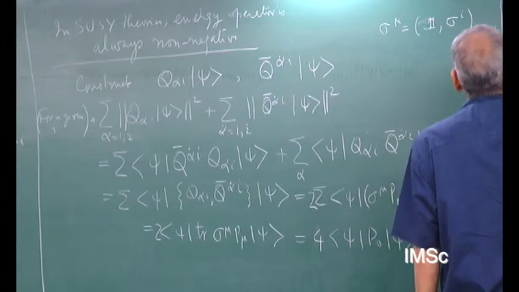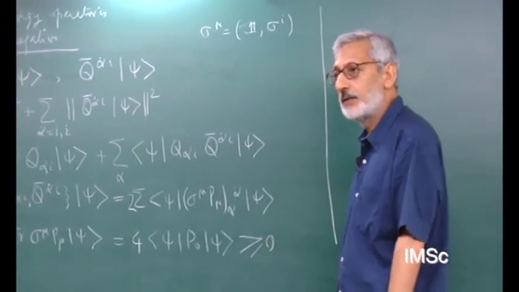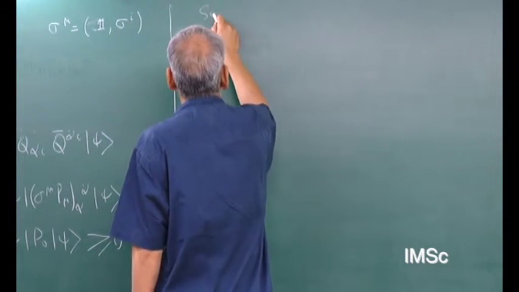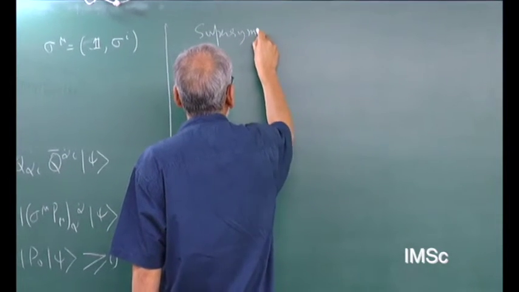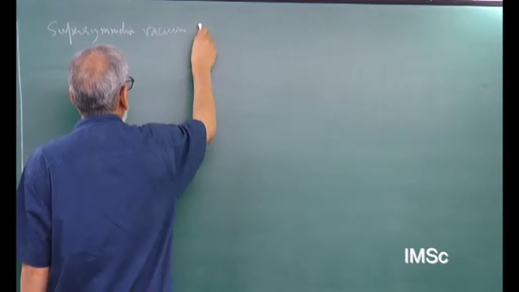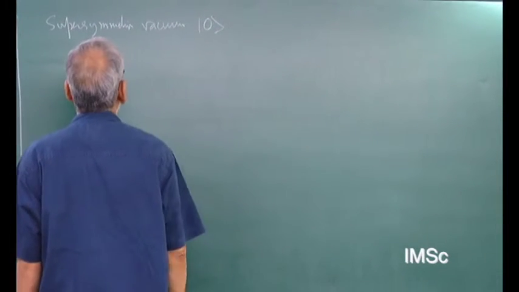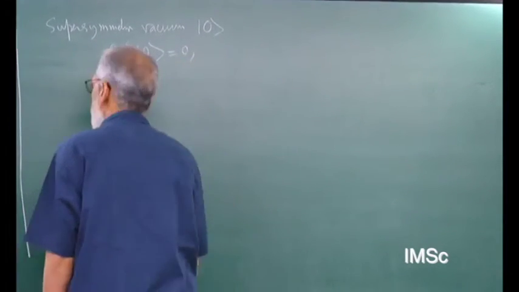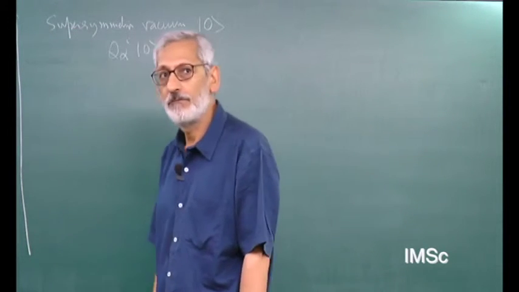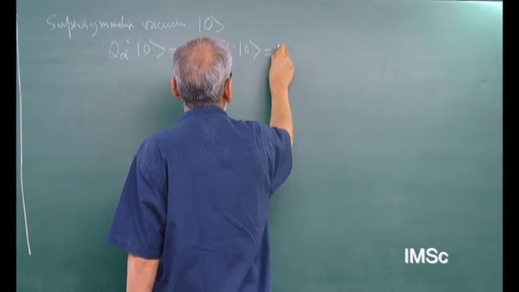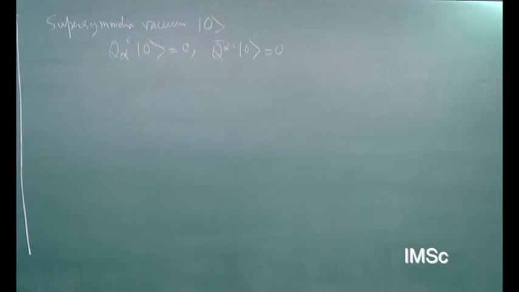Now, if I have a theory where vacuum itself is supersymmetric, what does vacuum supersymmetry mean? Supersymmetric vacuum means that I have a state, the vacuum state, call it |0>, such that Q_alpha^I acting on |0> is 0. That would make it supersymmetric. And Q-bar_alpha-dot^I on the vacuum is 0. That's a supersymmetric ground state of a theory.